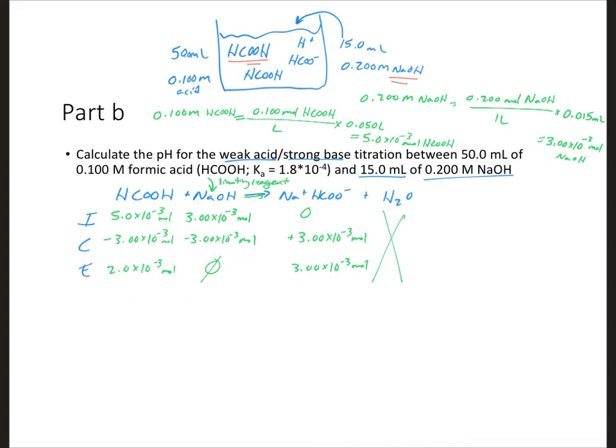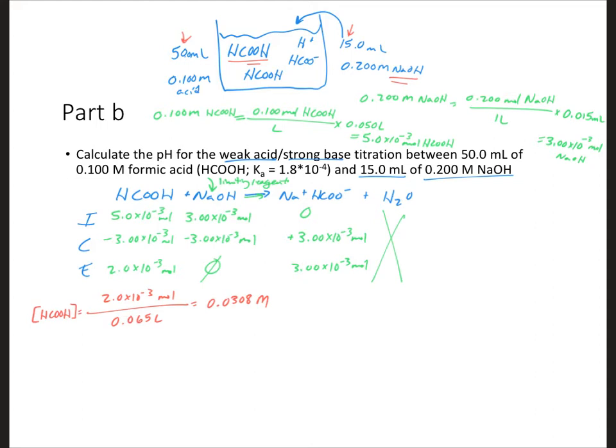So let's correct these for the volume. Our volume was 50, and we added 15 to it. So that is going to be a grand total of 65 milliliters. We can calculate the concentration of our formic acid by taking the 2.0 times 10 to the minus 3 moles, dividing it by those 65 milliliters, or 0.065 liters. That's going to give us a concentration of 0.0308 molar acid.